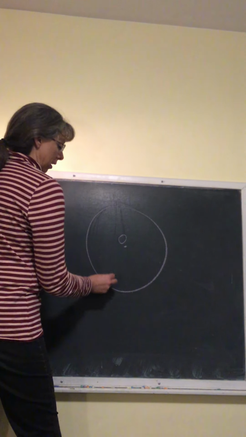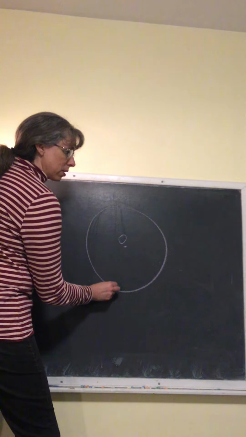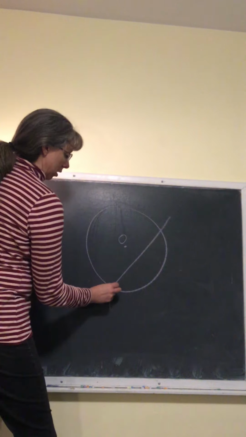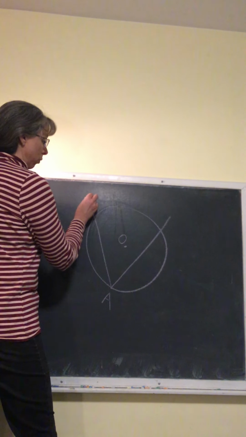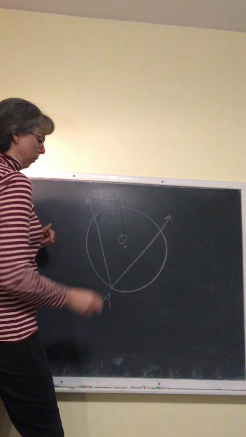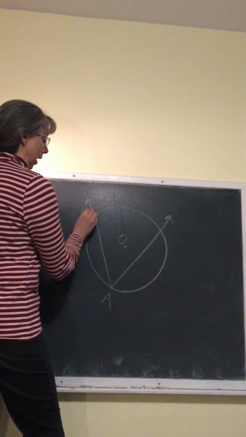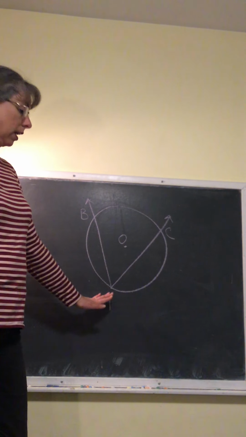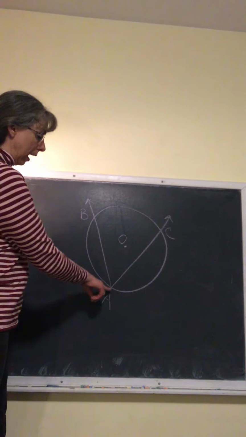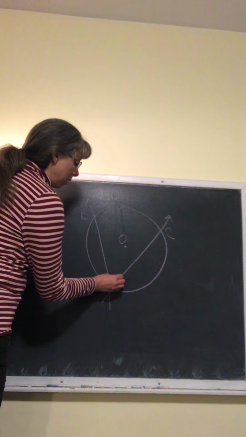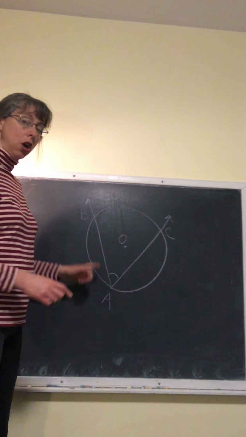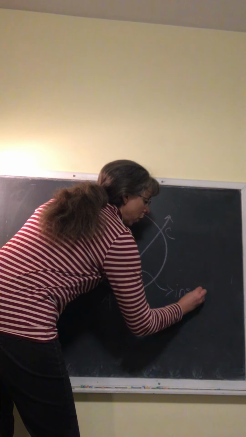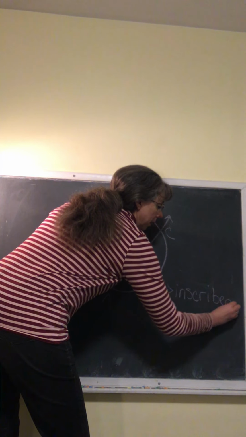So if I have a point here, let's call it A, and rays that proceed outward from there that intersect the circle at B and C, this makes an inscribed angle. Angle A here is an inscribed angle because its vertex is on the circle.